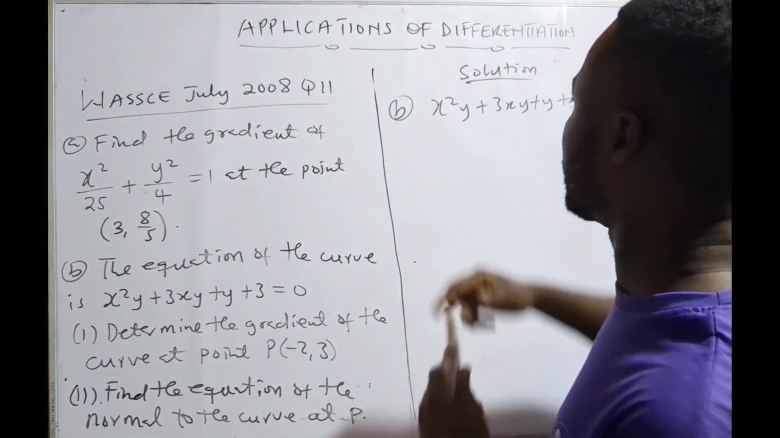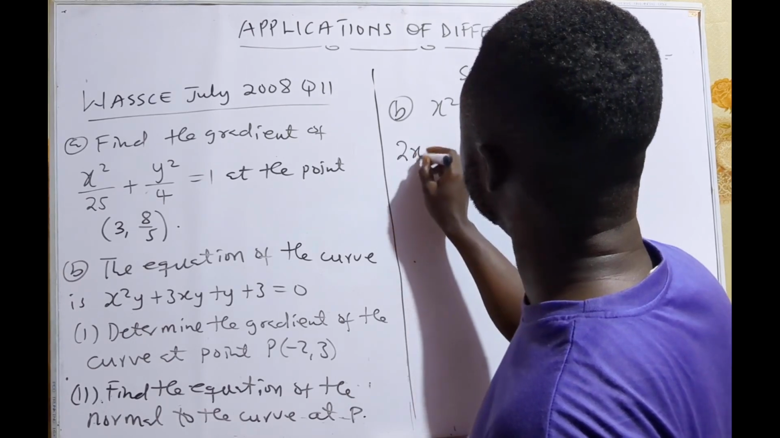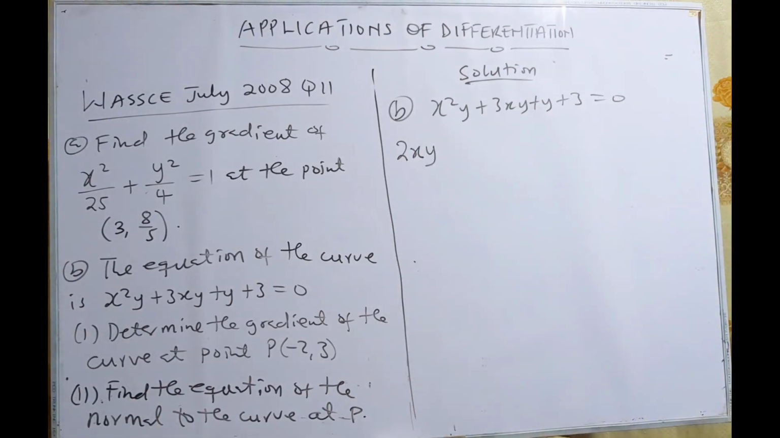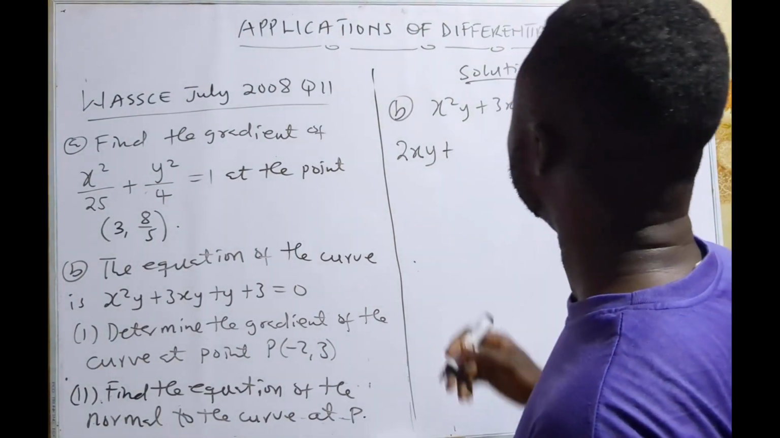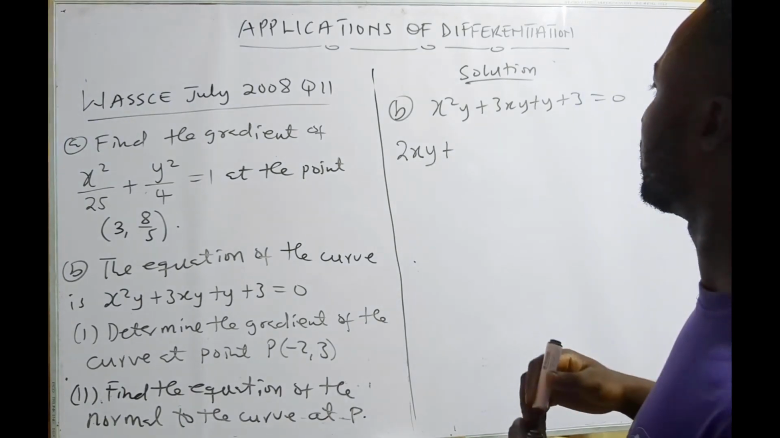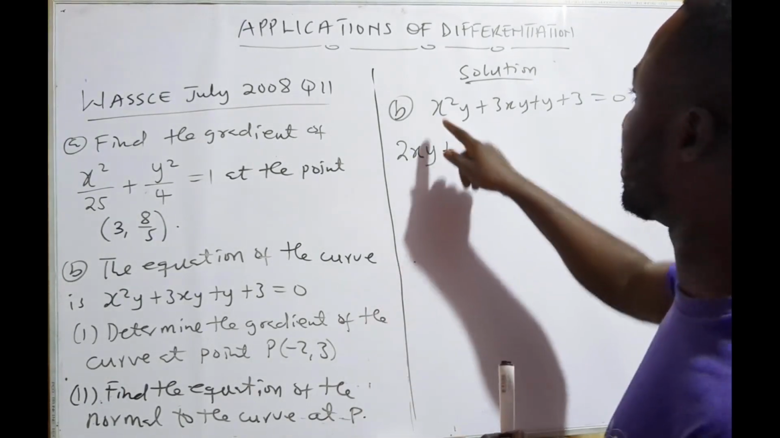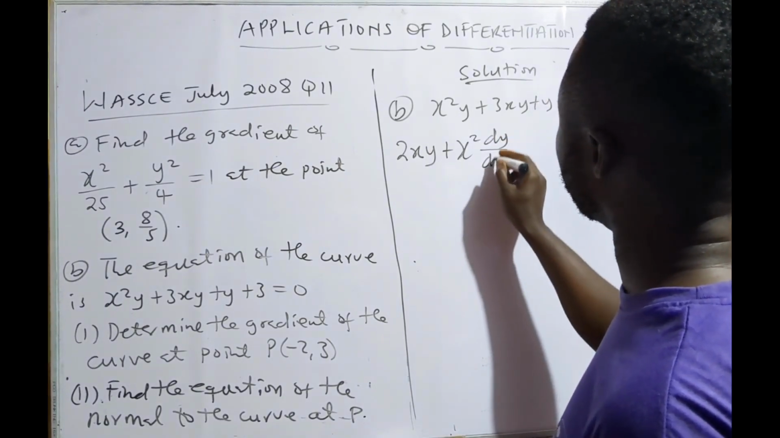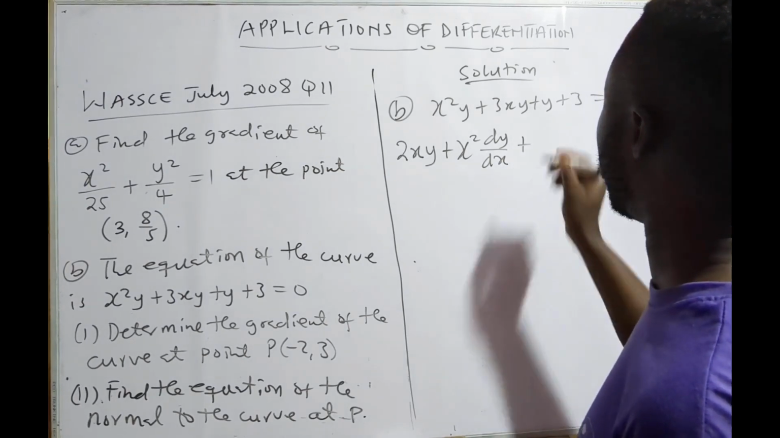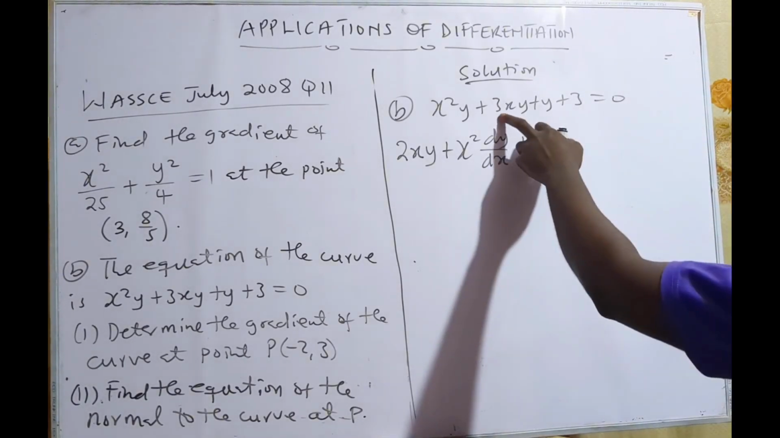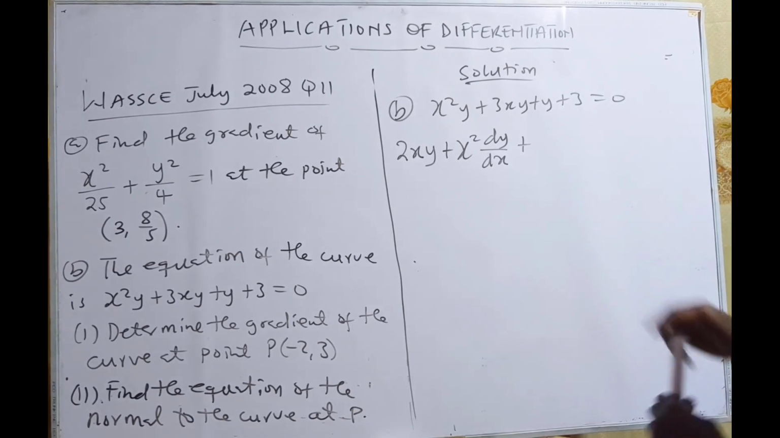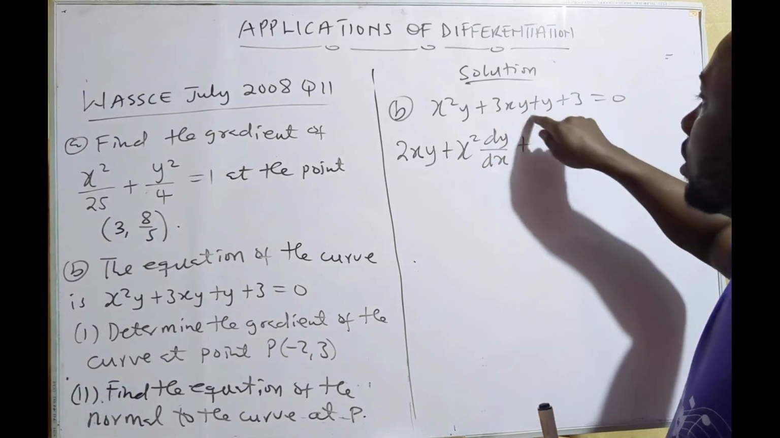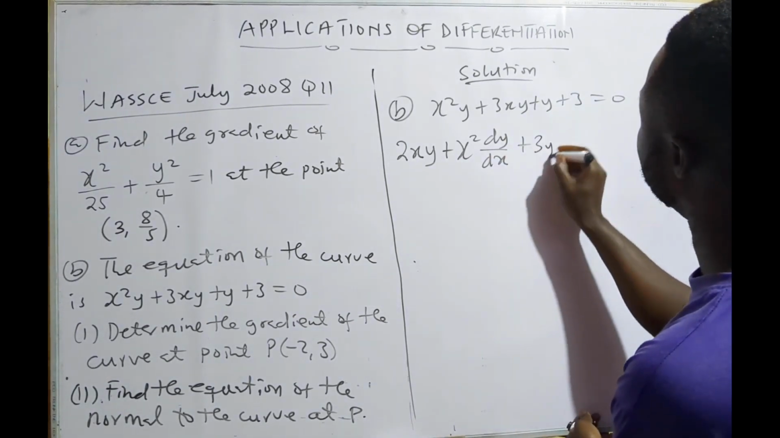So when I differentiate x squared, it becomes 2x, then I multiply by y, and that will give me 2xy, plus, I differentiate the y, that will be dy on the x times x squared. That will be x squared dy on the x. Okay, plus, then when I come here, this is also a product. So I differentiate x. When I differentiate x, it will give me 1. 1 times 3y, that will be 3y. Alright.